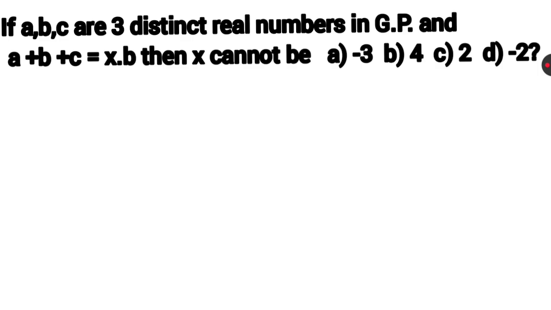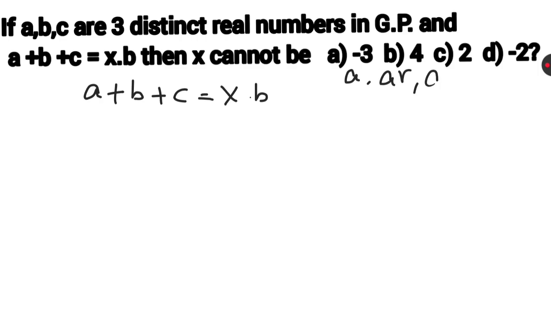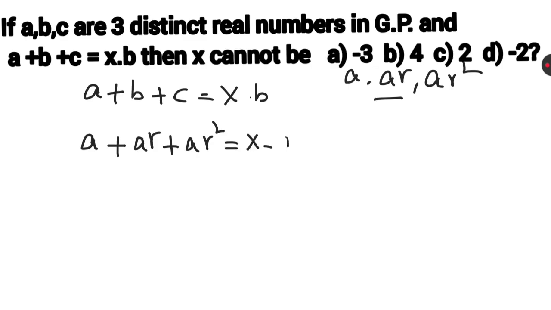What is given? a plus b plus c equal to x times b. And a, b, c are three distinct real numbers in GP. So the three real numbers are in the form a, ar, ar power 2. The first number is a, b is ar and c is ar power 2. That is equal to x into b, which is ar.